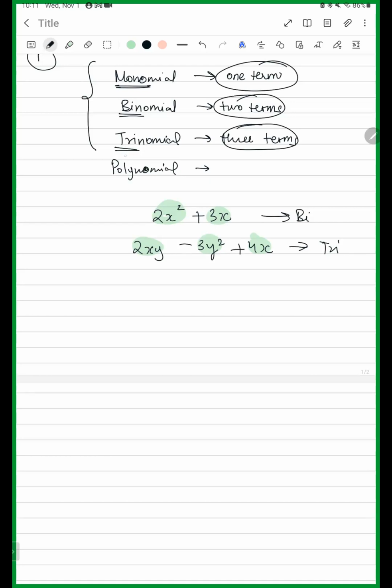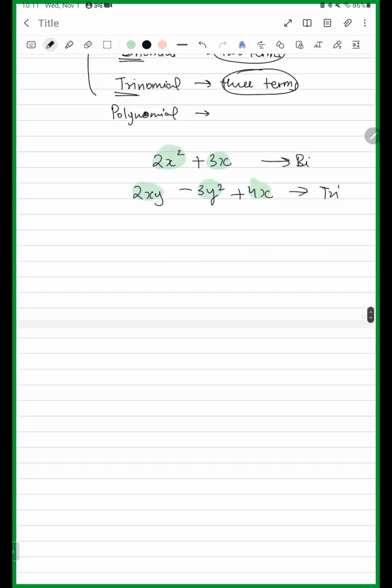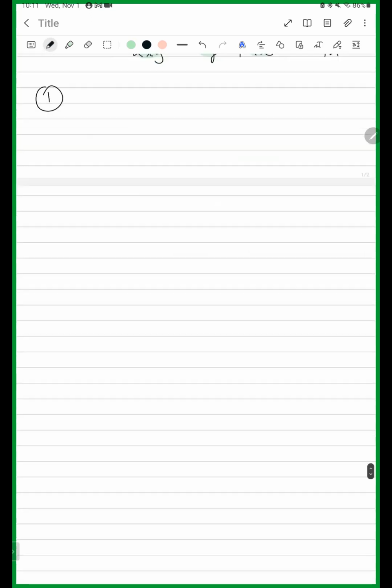Okay, so come to the first question. The first question says add the following. I believe the first part you can do by yourself. Please try it and mark it as homework. In that, we just have to write monomial or binomial and all that. Yes, in that you just have to write.